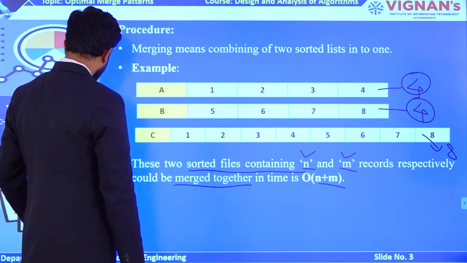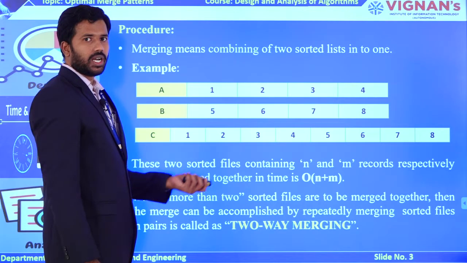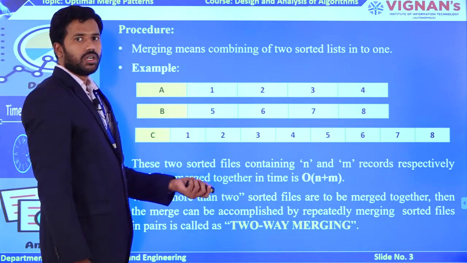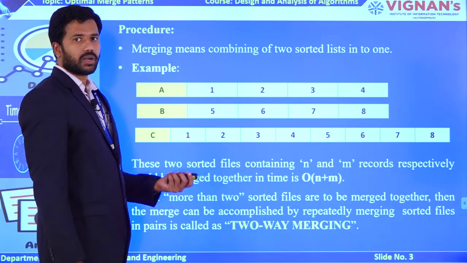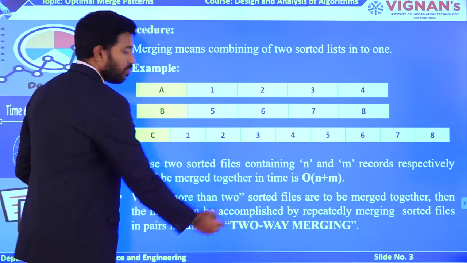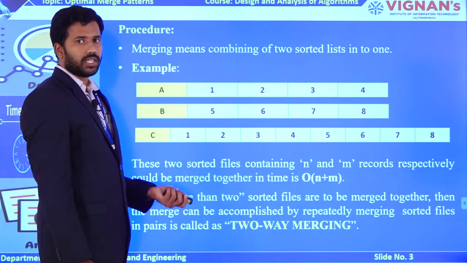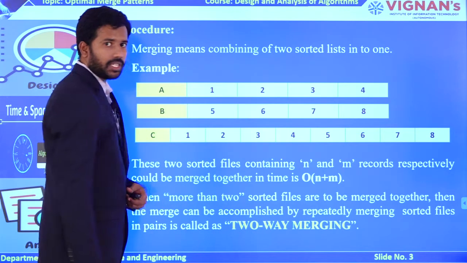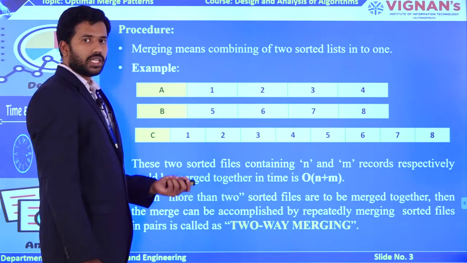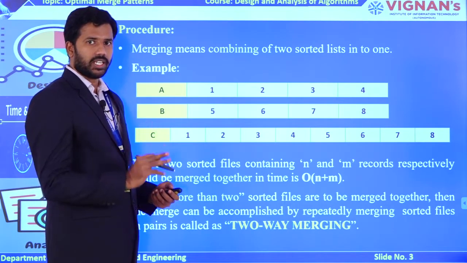Here I am going to use a technique named two-way merging. Let us focus on what two-way merging is and why it is required. You require this technique if you have more than two files. If you want to merge more than two sorted files, you require the two-way merging technique, and as the name suggests, at a time you are merging two files only.